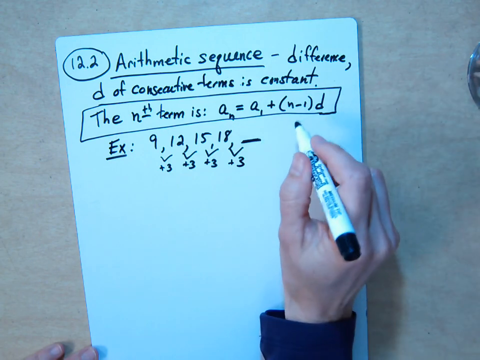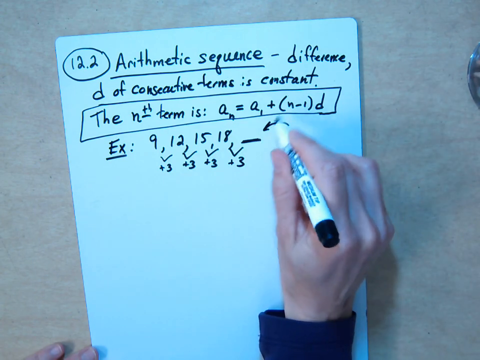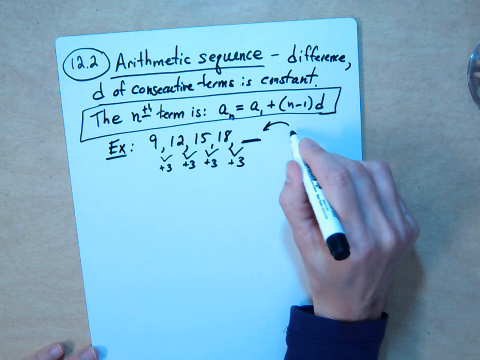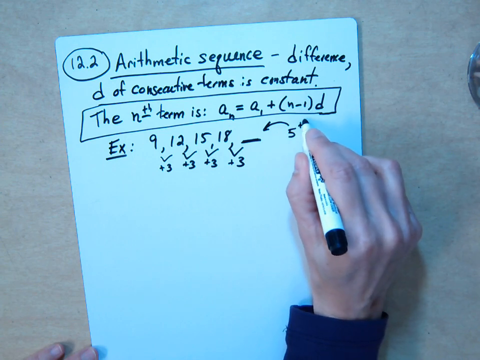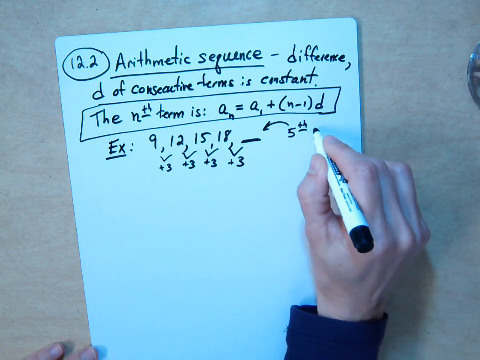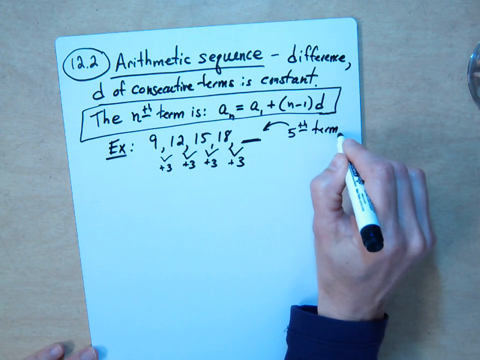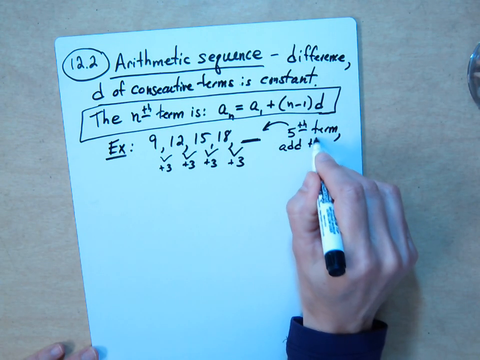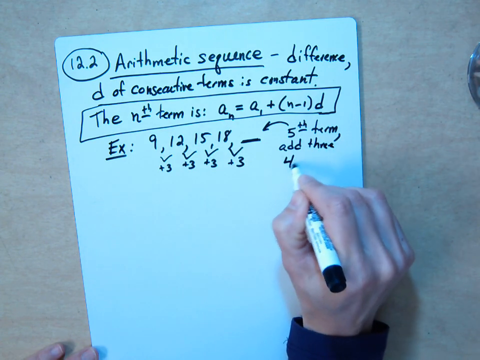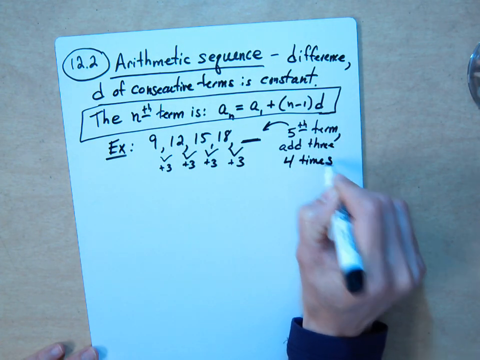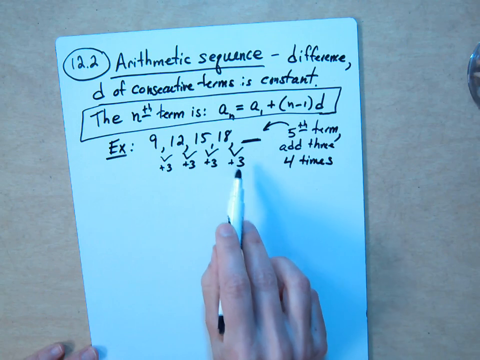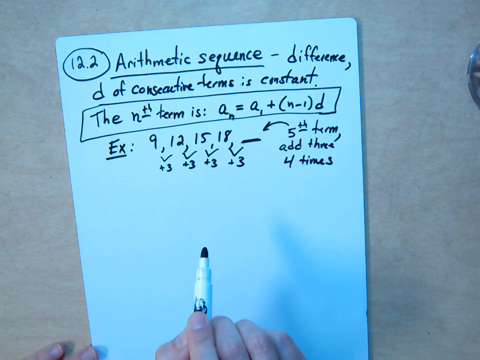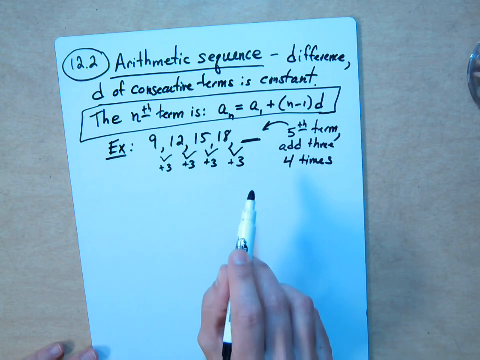So do you see, to get to the fifth, this explains this formula, because I'm not going to give it to you on the test. You need to know it. So for the fifth term, you would add 3 4 times, or n minus 1 times, in order to get to the fifth term. So you need to be able to remind yourself, if you forget the formula, what's going on.